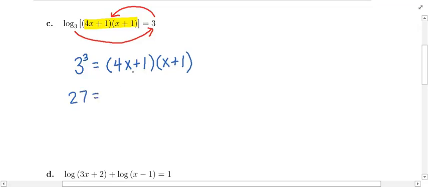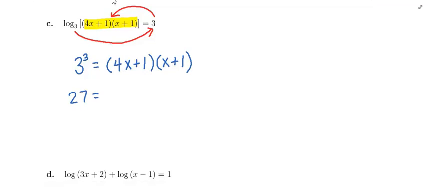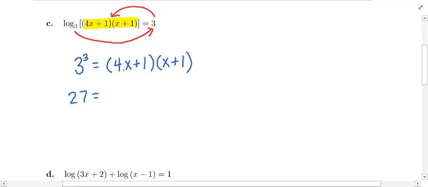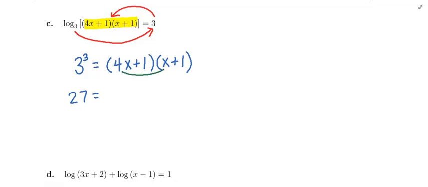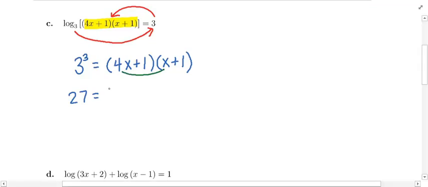I'm going to go ahead and multiply out what's on the right side here. You have to use FOIL or box this. 4x times x is going to give you 4x squared. And then 4x times 1 is 4x. And then 1 times x is going to be x. And then 1 times 1 is 1.